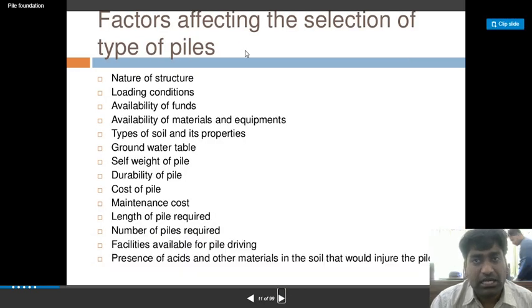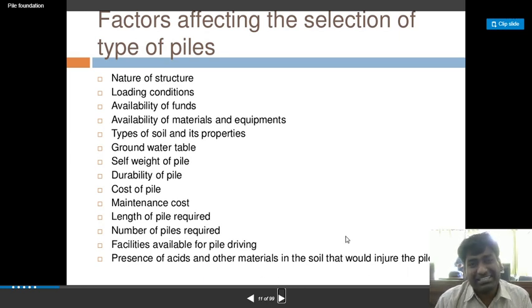Factors affecting the selection of types of piles: nature of the structure, loading condition, availability of funds, availability of the material and equipment, types of soil and its properties, groundwater table, self weight of the pile, durability of the pile, cost of the pile, maintenance cost, length of the pile required, number of piles required, facilities available for pile driving, and presence of acids and other material in the soil that would injure the pile.